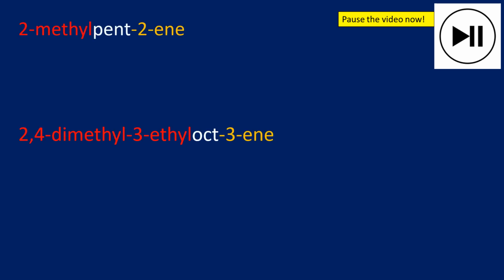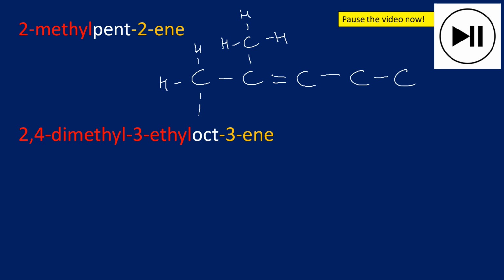Final task then, see if you can draw these two molecules. When you're ready to hear the answer, unpause the video and we'll go through it. Pent-2-ene, so that's 5 carbons in a row, and there's a double bond between the 2 and the 3, and then there's a methyl group on the number 2. There we go. That would be classed as a 2-methylpent-2-ene molecule.